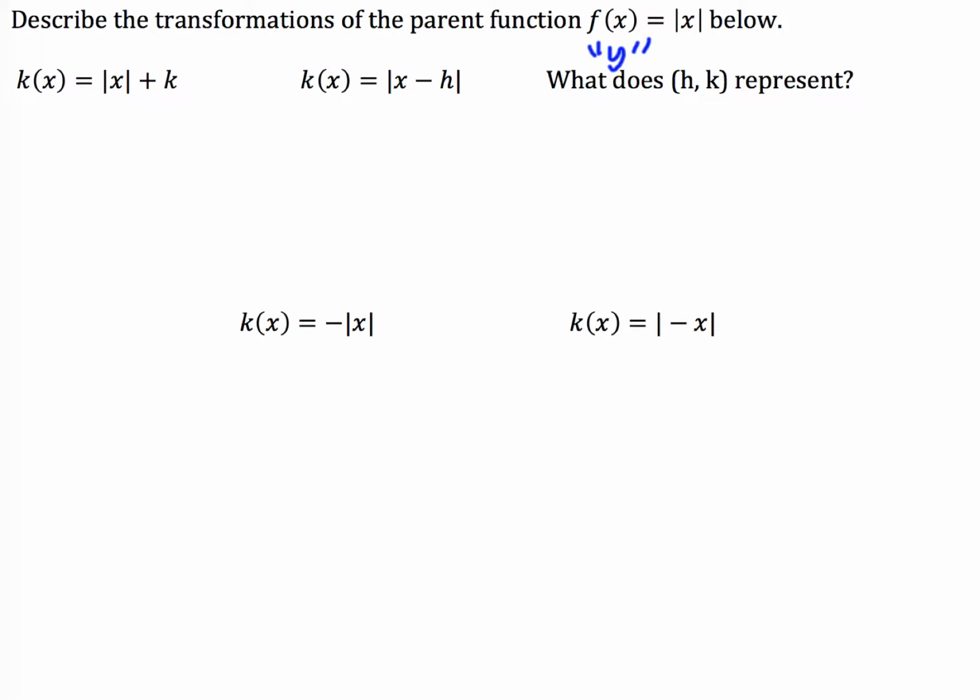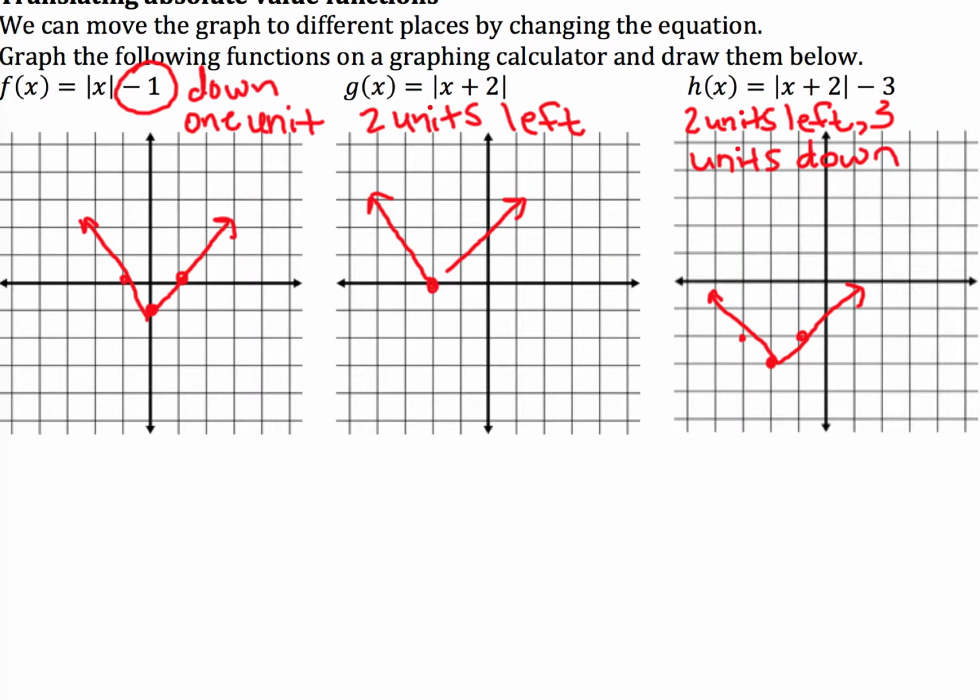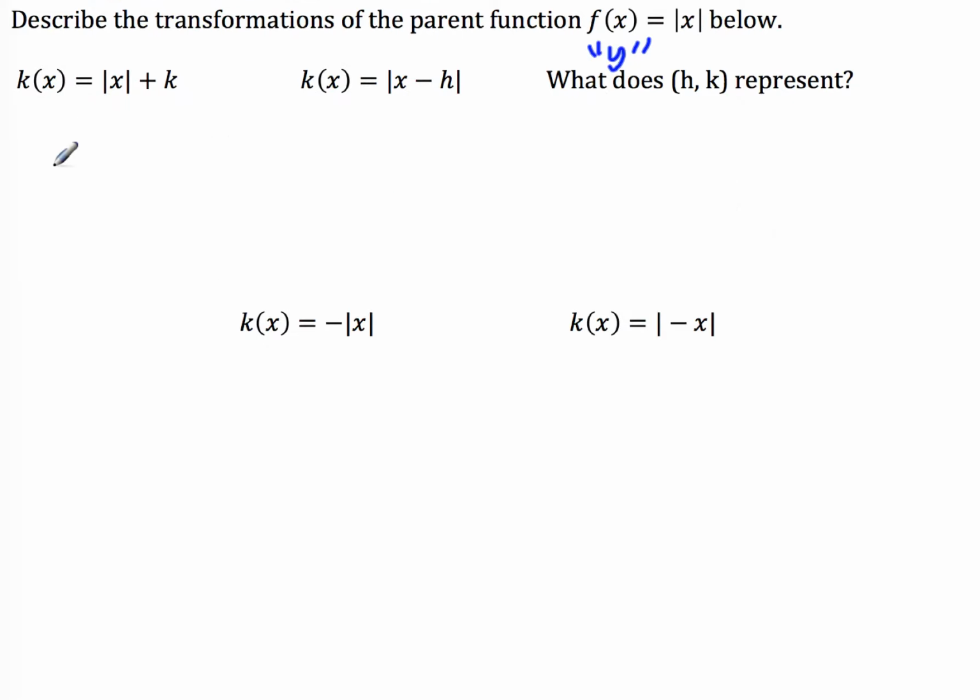I'll flip back to our previous page. When we added a negative one, we moved down. So if we are going to add k, we will move or translate our parent function up or down k values. So depending on if that k is negative or positive.